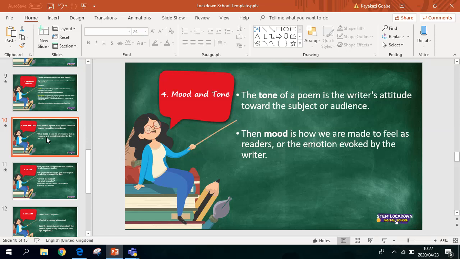Okay, the mood as well as the tone, okay? So, you can already tell that this poem is about the twins, and one of the twins is the speaker, just expressing themselves on how they felt about being a twin to their brother John. Okay, so you'll tell us about the tone of the poem, which is the writer's attitude towards the subject or the audience, and then how you are feeling as a reader, or the emotion evoked by the writer. Okay.